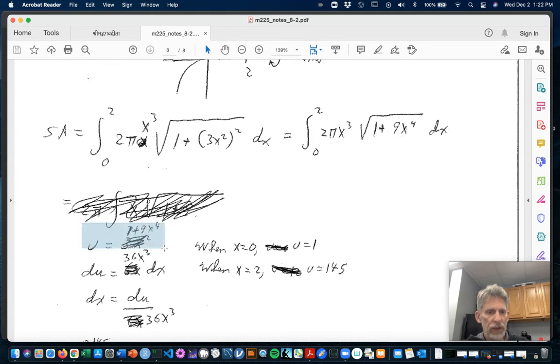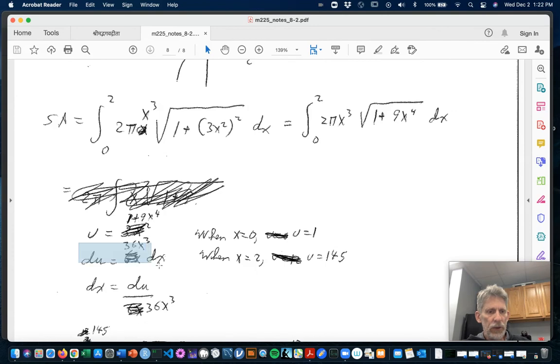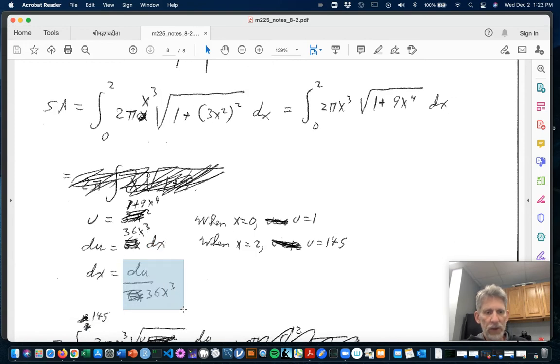So let's let u be 1 plus 9x to the 4th. Then du would be, well, the derivative of 1 is 0. The derivative of 9x to the 4th would be 36x cubed. So du would be 36x cubed dx. So dx is going to be du over 36x cubed.